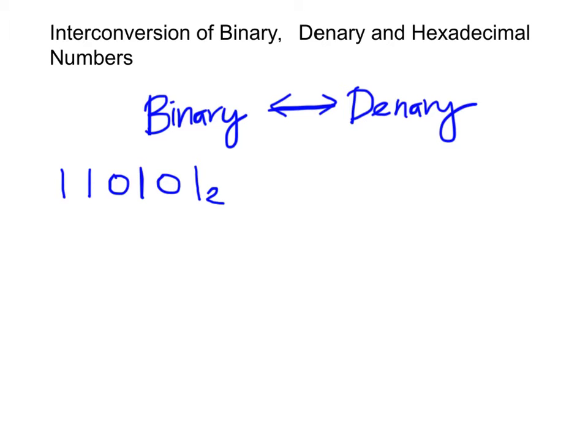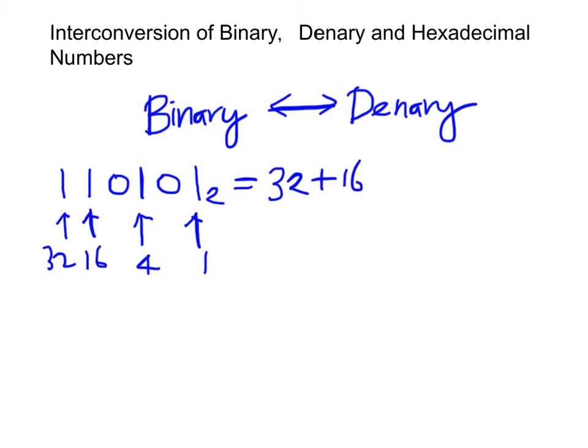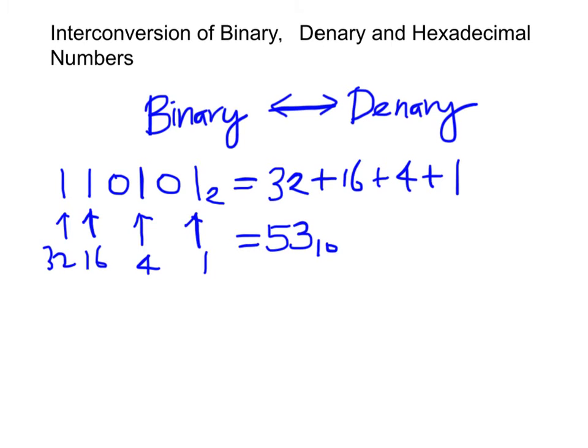We can simply check out all the place values. This will be 1, 2, 4, 8, 16, and 32. We simply add up all those place values with the digit 1, and that will be our answer. So this will be 32 plus 16 plus 4 plus 1, and this amounts to 53 base 10. This process is rather easy because we simply add up all those place values with the digit 1 when we convert a binary number to a denary.